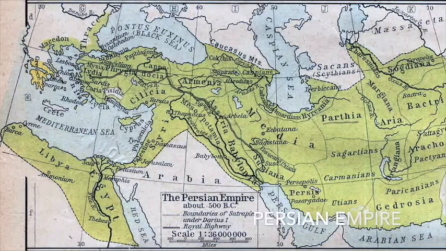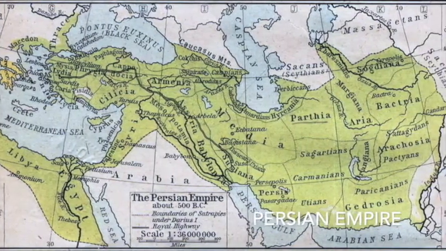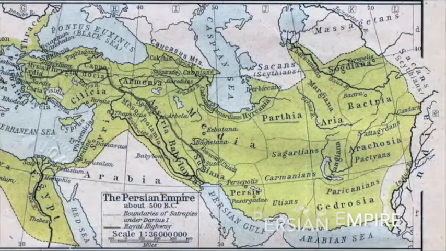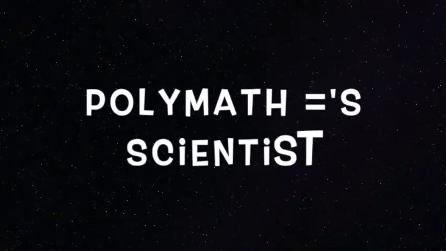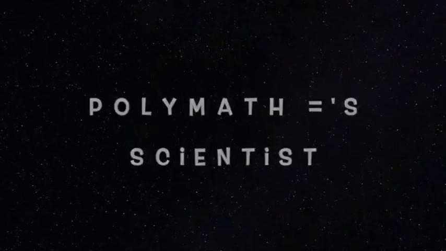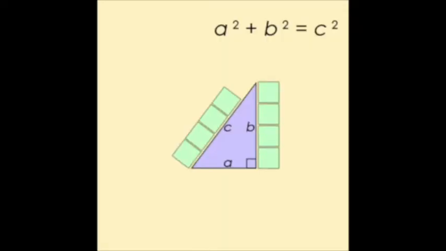Much of our modern understanding of astronomy comes from scientists, sometimes called polymaths, in the Middle East during the 11th century. Did you know this is where much of our modern math, including algebra, was invented?